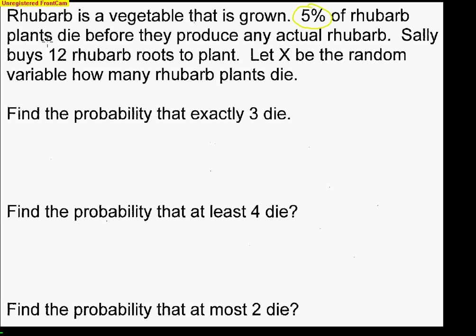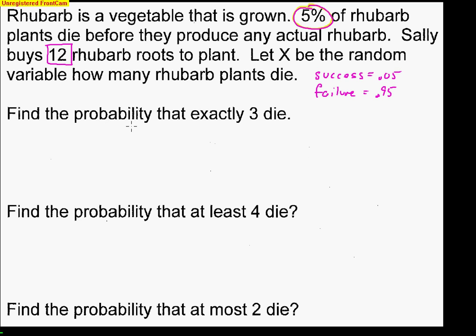I do have 12 trials I'm going to look at, and my chance of success is 5%. And you have to understand here, success is dying, which I know is not necessarily successful, but that's what we're calling it. So there's a 5% chance of success. Failure for us would be 95%. Again, it's kind of an opposite way of thinking here. Success is dying. Failure would be doing good, surviving. But just understand that that's what we're looking for. We're looking for how many plants will die.